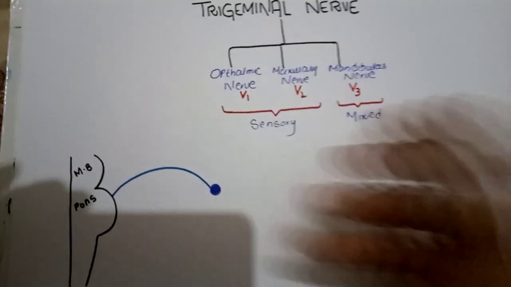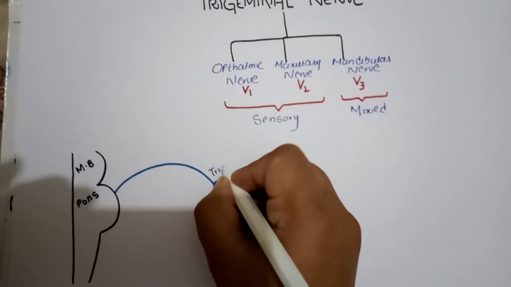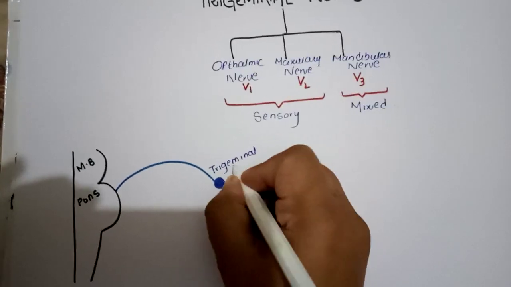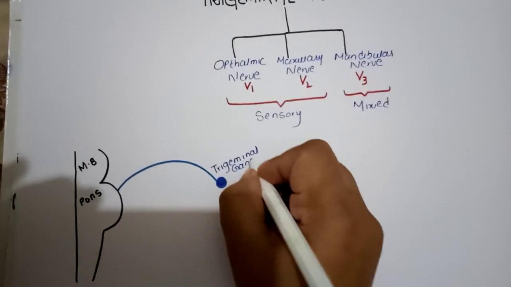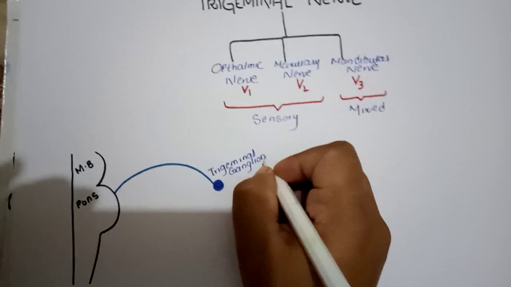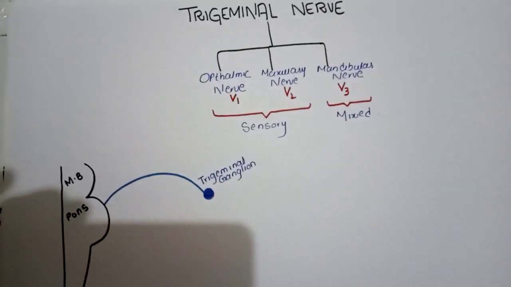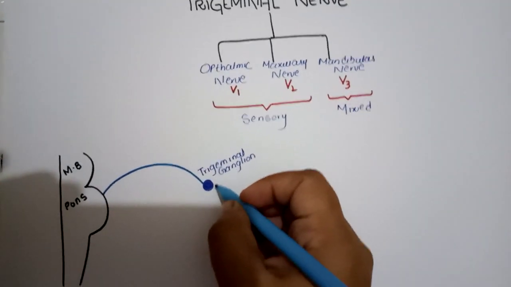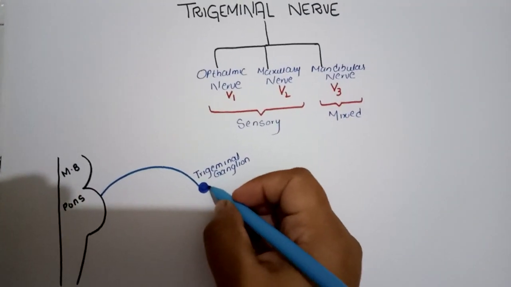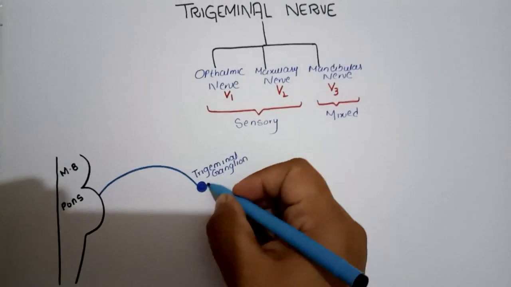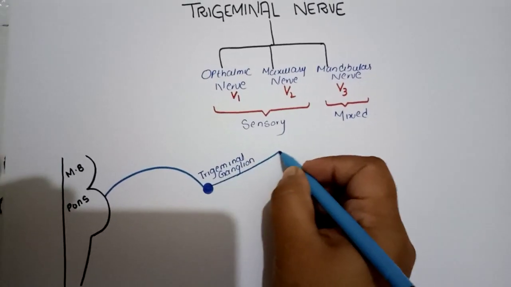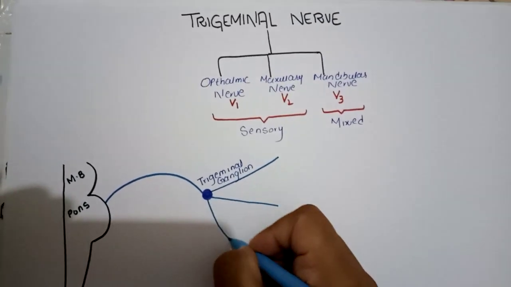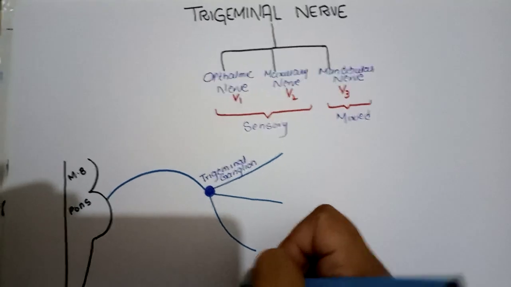The trigeminal ganglion is basically a collection of nerve cell bodies, and it lies outside the CNS. From the trigeminal ganglion, there is the arising of three axons, which will form the three nerves, namely the ophthalmic nerve, the maxillary nerve, and the mandibular nerve of the trigeminal nerve.